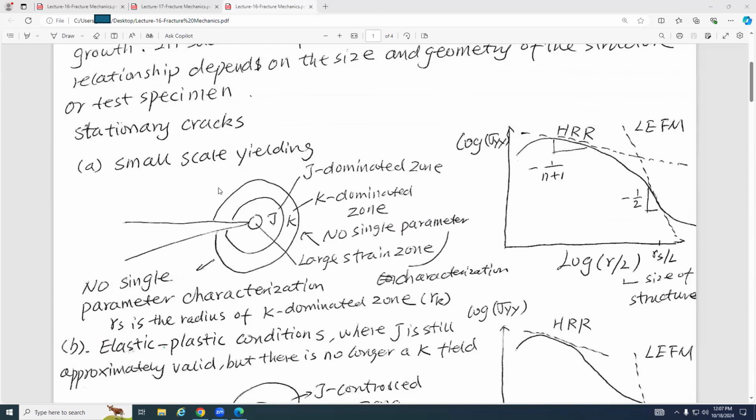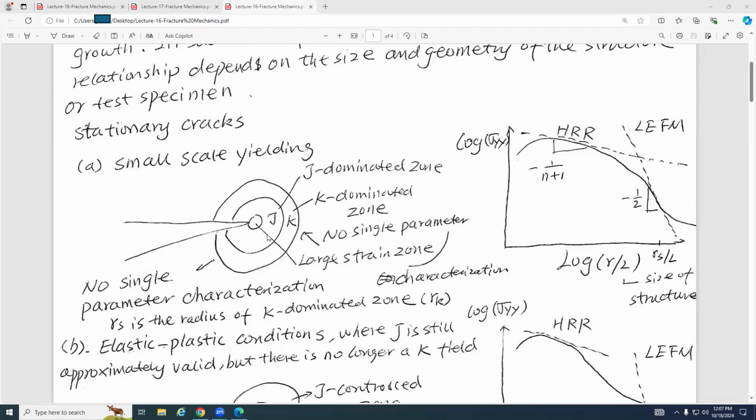Do you still remember? What is the size of a? What is the size of W? And how are they related to the yield strength? So for small scale yielding, in the big area, this is the K dominated zone. That means in this area we have elasticity. So this is a K dominated zone. And the J dominated zone, we can go a little bit further down. We have the J dominated zone.